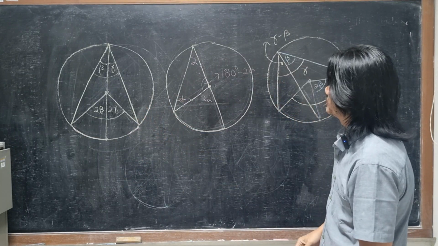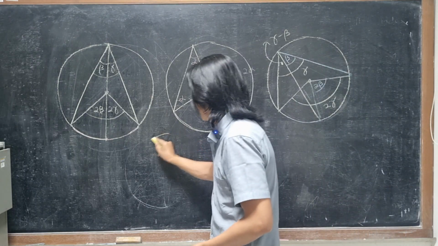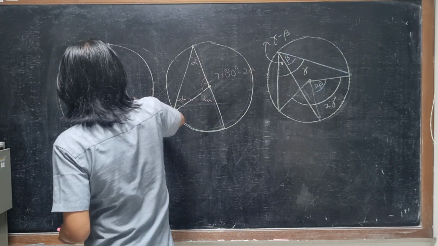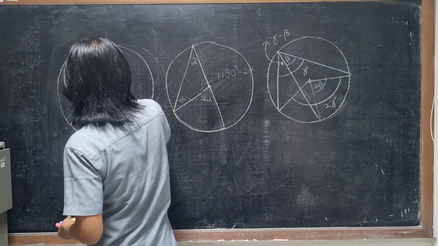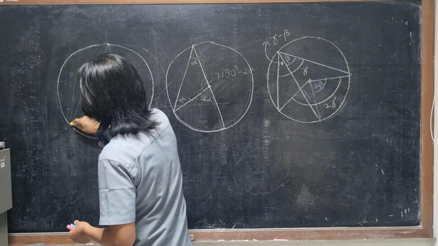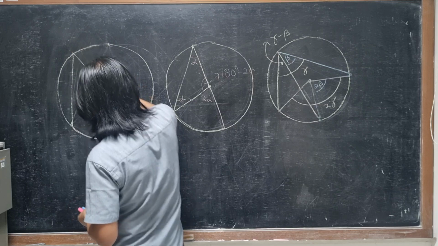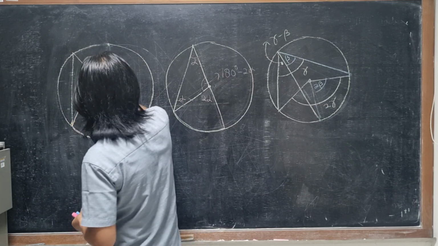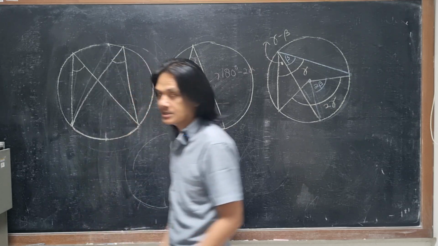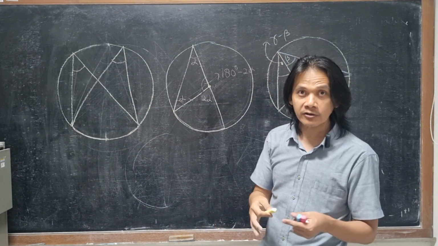Okay? Now for 1.3, we have the following situation. We would like to show that if we have an arc, no matter how we draw the inscribed angle, the measure of that angle must be equal. But that's kind of obvious.